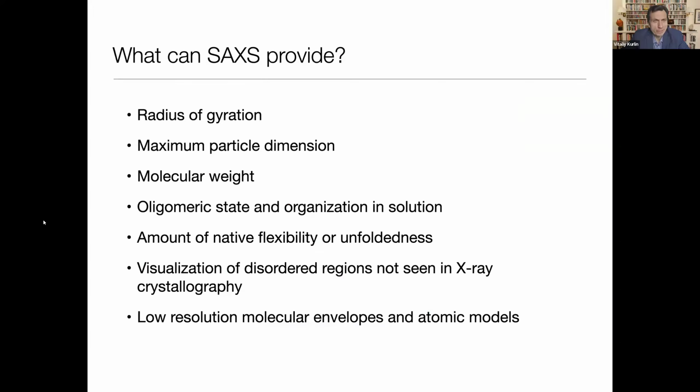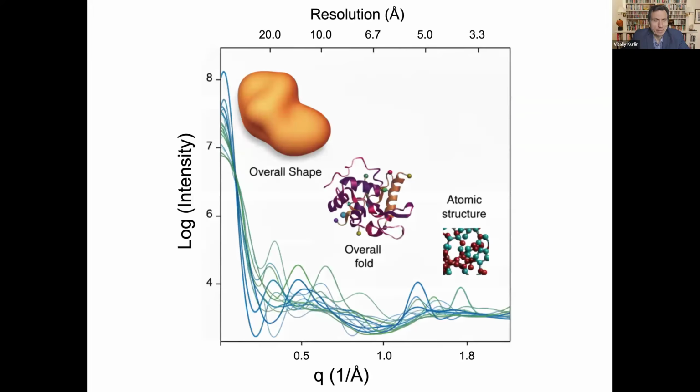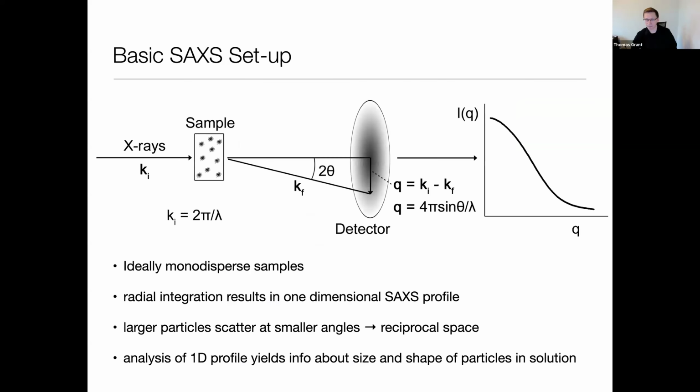Tom, could I ask, on the previous slide, the variable Q, it came from the angle, right? Yes. So it's the sine of the angle on the detector here.